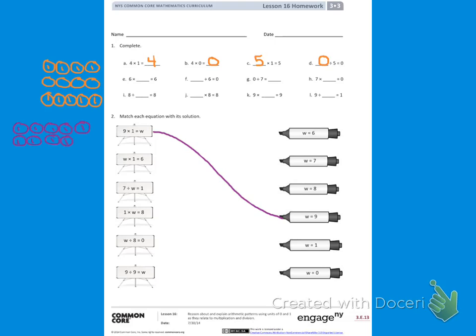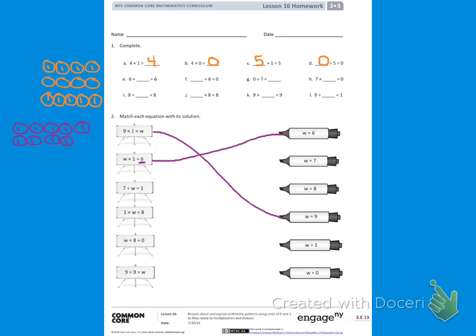Now let's look at the next one. W times 1 is 6. What was that rule I said? Anything times 1 is itself. Well, if this 6 is itself, then W has to equal 6. 6 groups of 1 equals 6. Again, I'll draw a nice smooth line to the marker that says W equals 6.